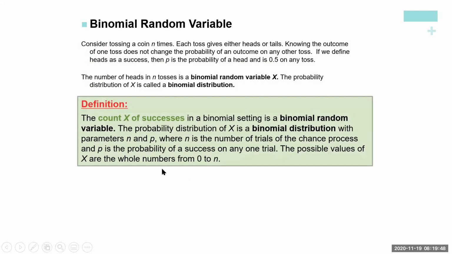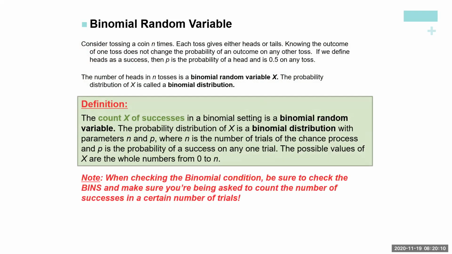So the count X of successes in a binomial setting is a binomial random variable, and the probability distribution of X is a binomial distribution with parameters n and p, where n is the number of trials of a chance process and p is the probability of success on any one. The possible values of X are the whole numbers from 0 to n. Note, when checking the binomial condition, be sure to check the BENS and make sure that you're being asked to count the number of successes in a certain number of trials.